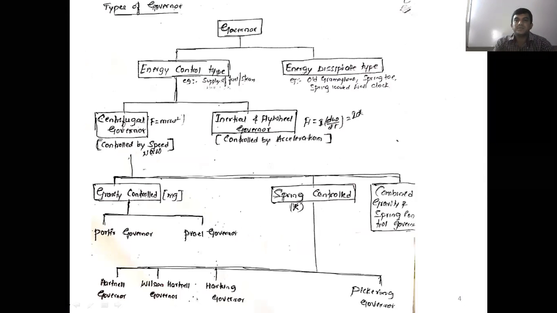Now the next slide is visible. Please give me a response. Yes, sir. The slide name is types of governor. Am I right? Yes, sir. Okay. Thank you, ma'am.